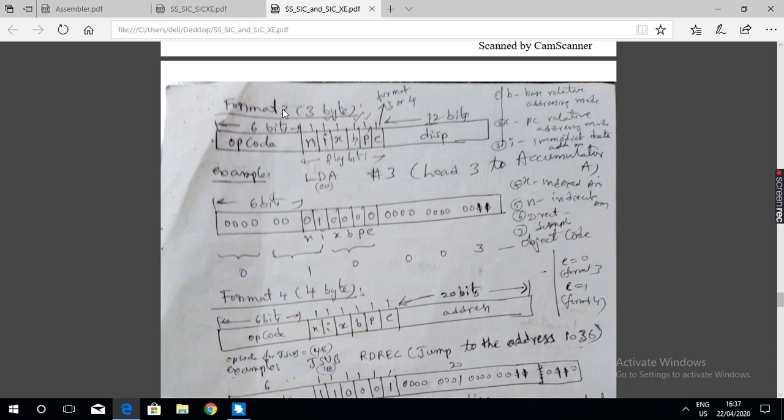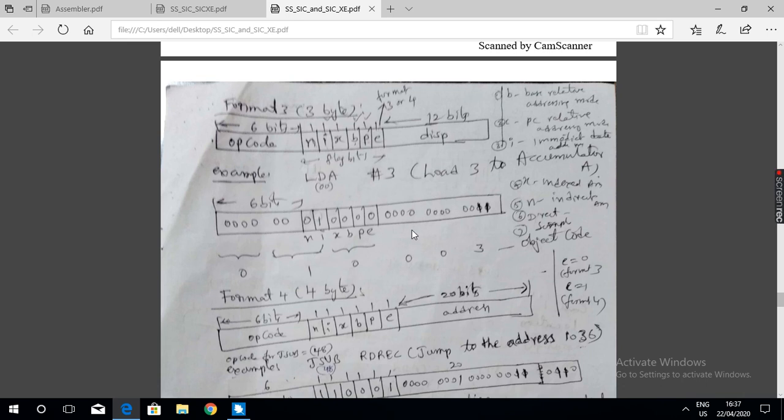I think in format 3 instructions, 6 bits are reserved for opcode, not 8 bits. So for the first 4 bits 00, then the next 2 bits. Next is the immediate addressing mode, so I is set to 1. I means immediate addressing mode. All other bits are set to 0. So this is an example of an immediate addressing mode instruction, because the value is specified in the instruction itself. Whatever value is specified is taken as the target address.